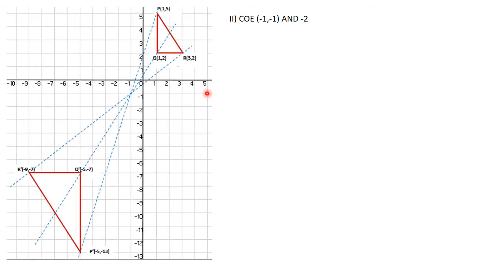Let's consider the next example where the center of enlargement was (-1, ...) and enlargement scale factor was -2. This is the figure we get. The triangle originally was this one here. I've ensured that the diagram is a lot smaller so that you can accommodate the space that you have. So PQR is as it was at the beginning.